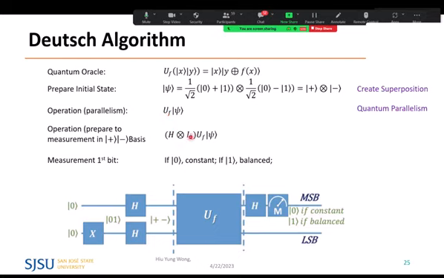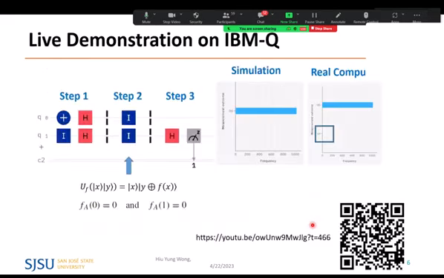So I need to do some special operation, which basically is just constructive and destructive interference, so that in this case, it always gives me 0 at the output if the function is constant, and it always gives me 1 if the function is balanced. Okay, and that is how Deutsch's algorithm is constructed.